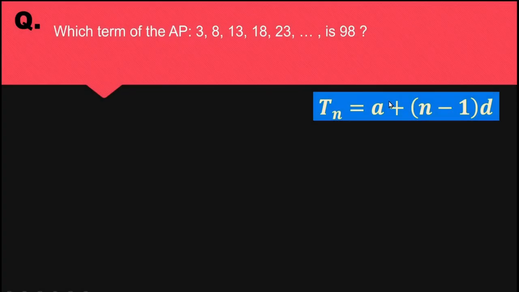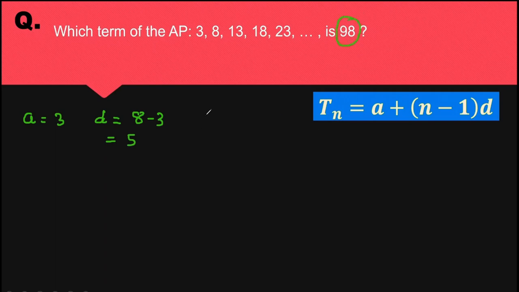The next question is, which term of the AP 3, 8, 13, 18, 23 is 98? This is very much similar to the previous question that we have solved. The first term of the AP is given, 3. The common difference in the given AP, that is 8 minus 3, is 5. And we have to find the number of the term, 98. 98 is which term?